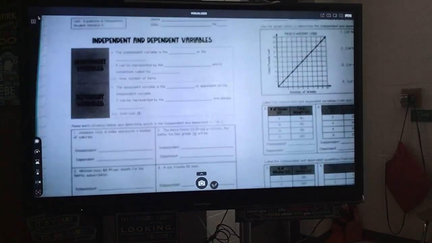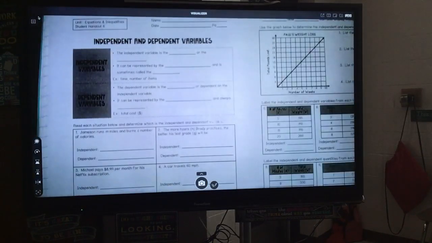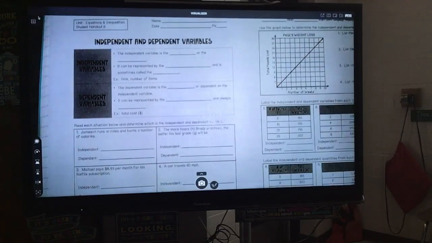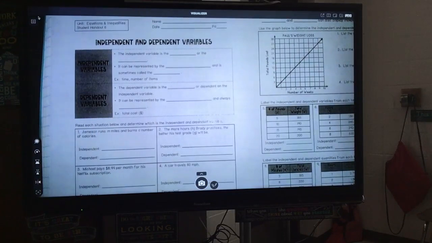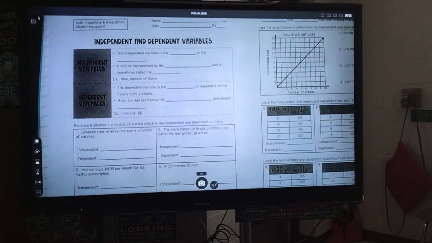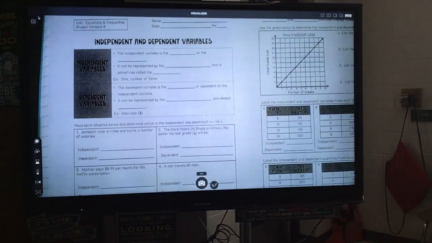Alright, so the independent variable. You have an independent variable, you have a dependent variable. I have a question. What do you think you are? You have your parents, and then you have you. Do you think you're the independent variable, or the dependent variable? Stand up if you think you're independent. Stand up if you think you're dependent.